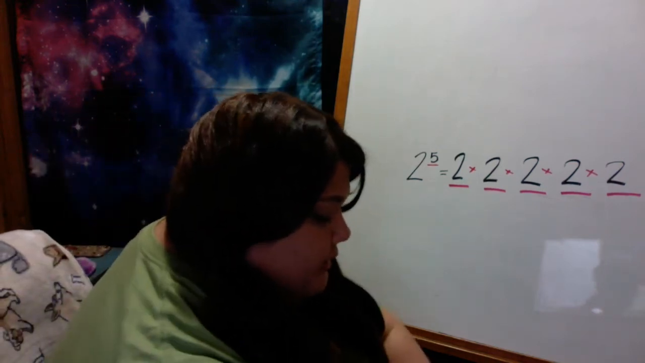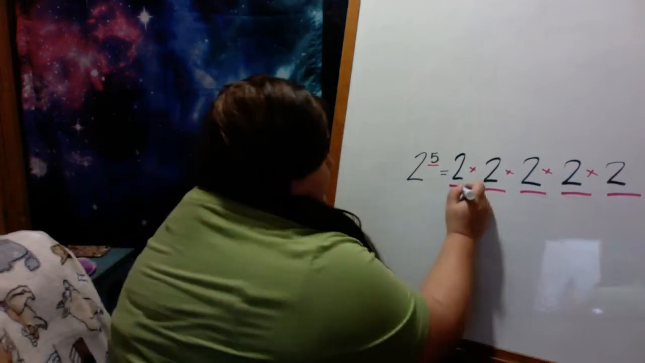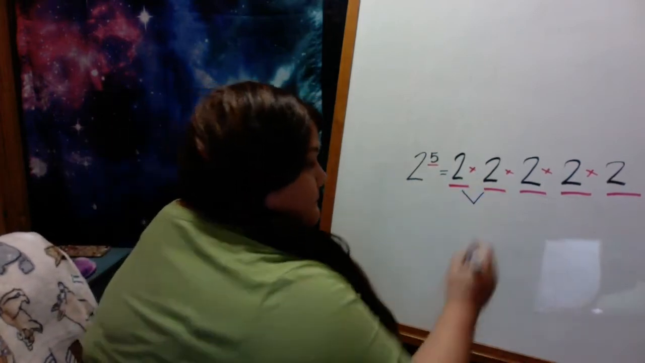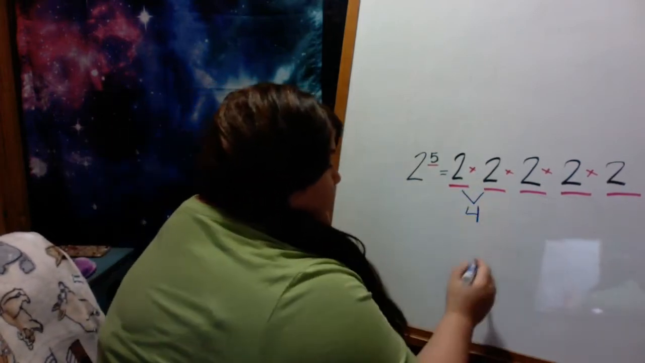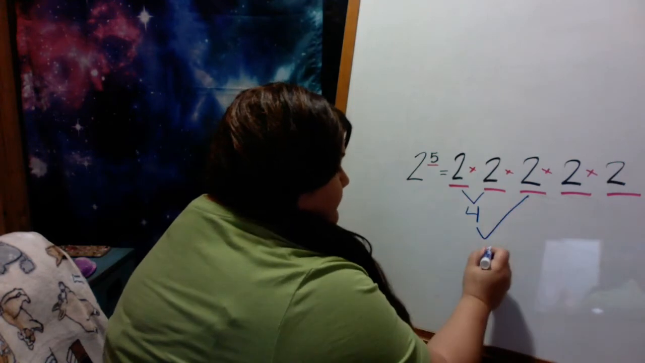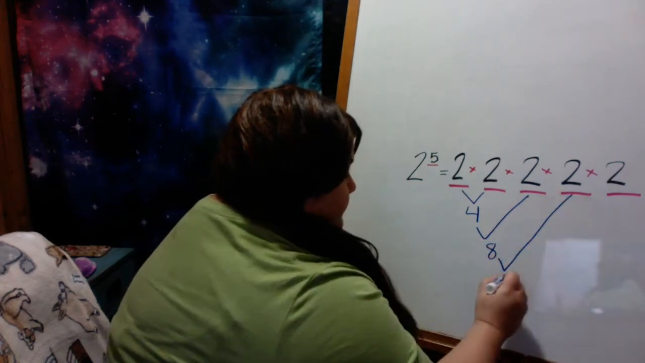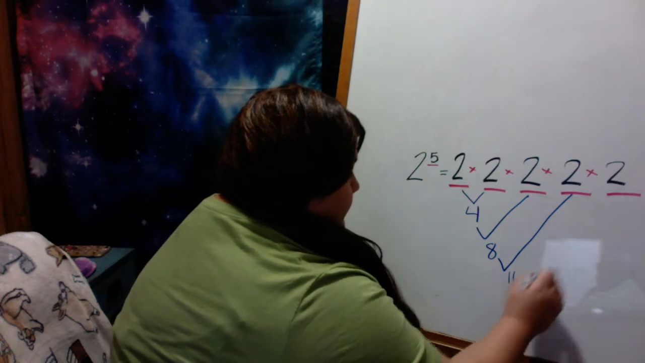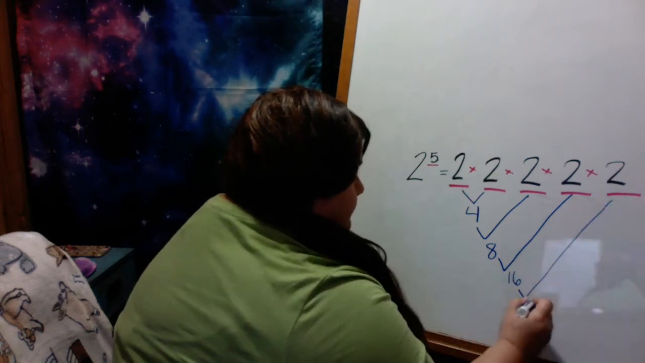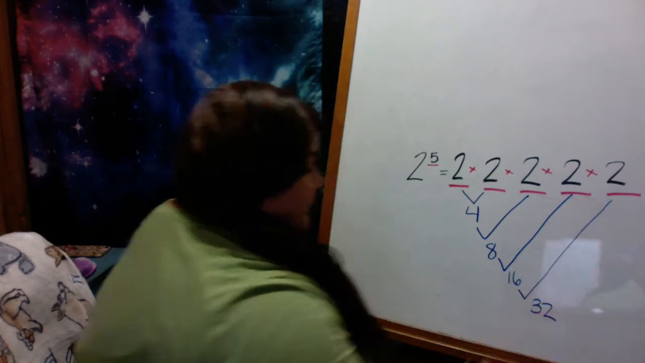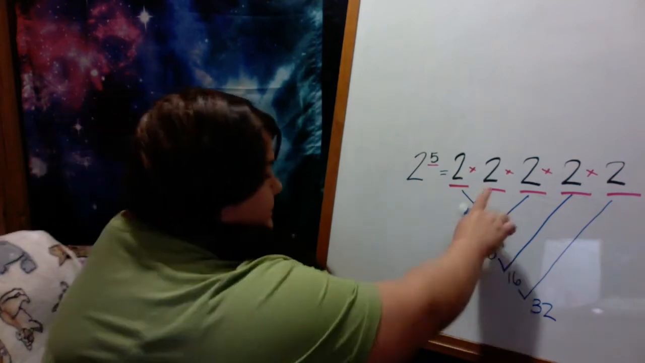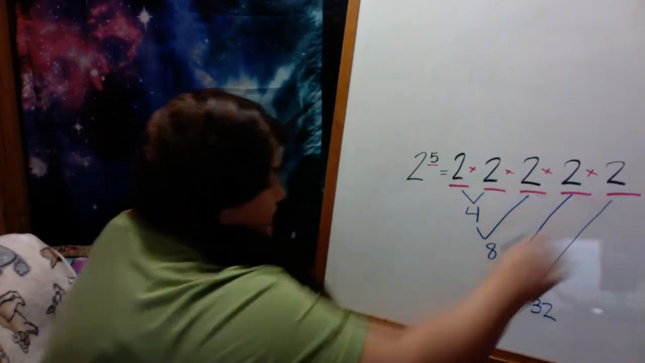So if I know 2 times 2 gives me what? 4. And then 4 times 2 gives me 8. And then 8 times that 2 gives me 16. And then 16 doubled gives me 32. That's one way you could solve it, is I solved this and then I added on each 2.